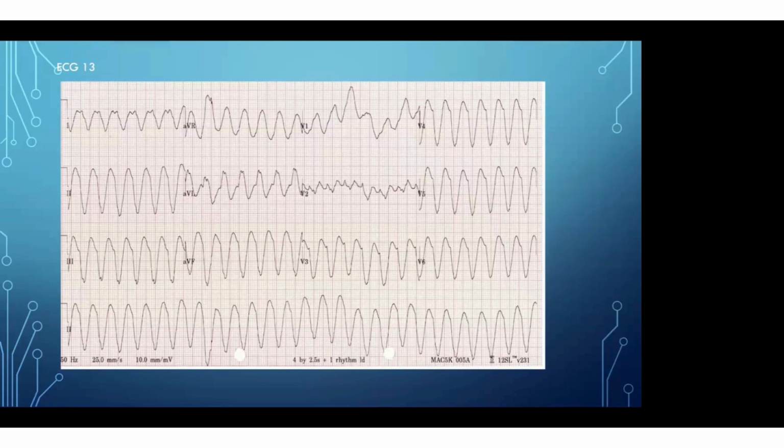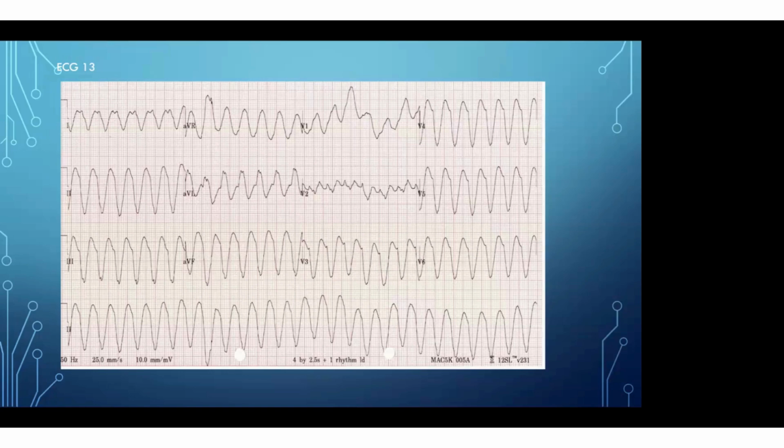AVR positivity will be VT. Then axis shift from the baseline ECG will usually be VT. And you can see fusion beat, AV dissociation, capture beat. If those things are there, that indicates AV dissociation, which is also highly suggestive of ventricular tachycardia. It's very easy to look at all these things. If you see all these things in an ECG, it will be 100% ventricular tachycardia.